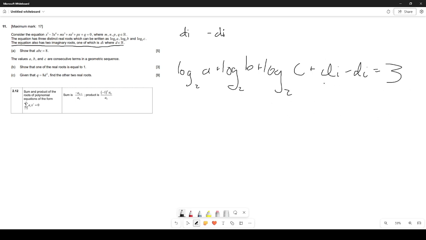So next we know that these terms will cancel out. Di minus di is obviously going to be 0. So we can get rid of these. And now we know that log base 2 of a plus log base 2 of b plus log base 2 of c is equal to 3.